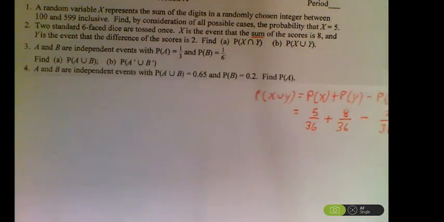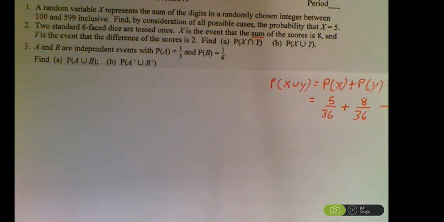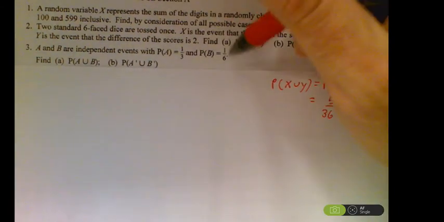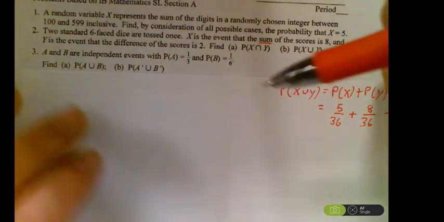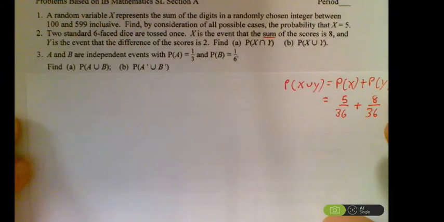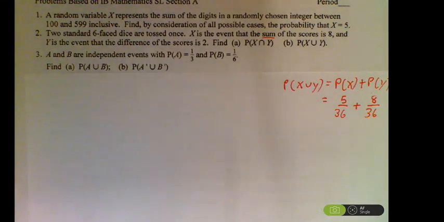All right, moving on, number 3. So A and B are independent events. So the probabilities of A and B are given. So what's the probability of A or B? So really important use of formulas with these guys. So let's peek at those real quick.